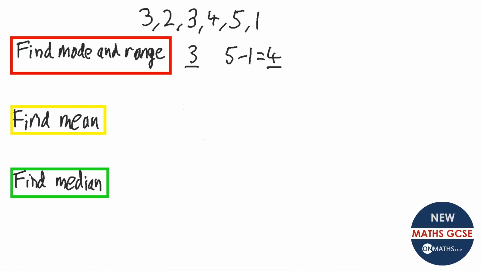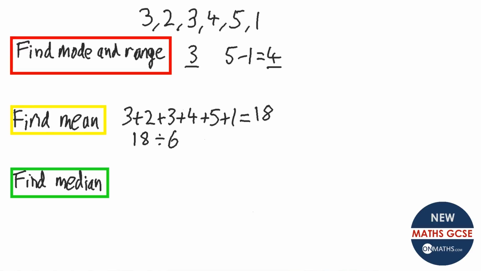Next we're going to find the mean. So we're going to add up all the numbers. So 3 plus 2 plus 3 plus 4 plus 5 plus 1. Okay, adding that up, I think that makes 18. And then we're going to do that number, 18, divided by the amount of numbers. Now I know there's 6 numbers, and this works nicely. 18 divided by 6, which is 3.